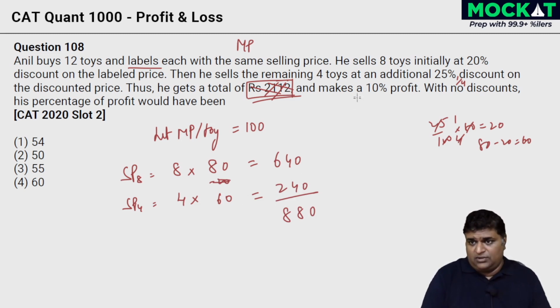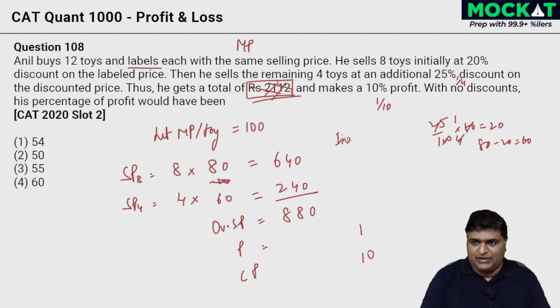Now he gets a total of 880 in this case and makes a 10% profit. So on this, 10% profit is already made, right? So overall, SP selling price is 880, and 10% is nothing but 1/10. And what is profit over here? Percentage, that is profit by CP into 100%. So 1/10 profit, we've seen this in the earlier questions, right? Simply means for every 10 rupees of cost price, there is 1 rupee of profit, right?